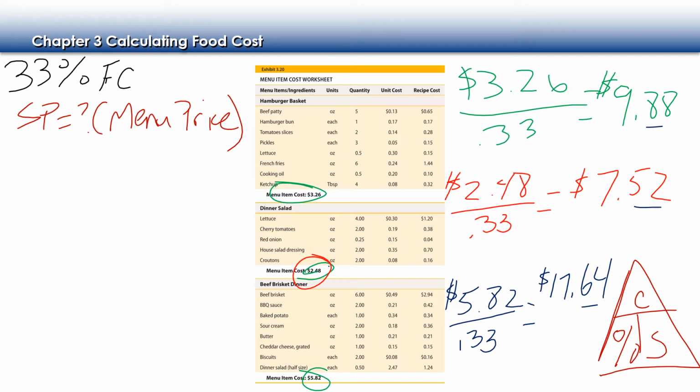rather than just saying, I think I'll sell my beef brisket dinner for, I don't know, $15. I think that's what people will pay for it. Well, based on your actual cost here, we need to make sure that we are asking at least $17.64 for it to cover our 33% food cost.